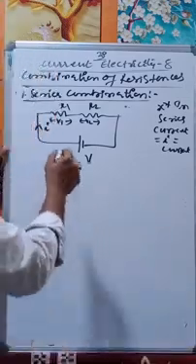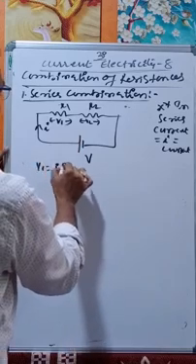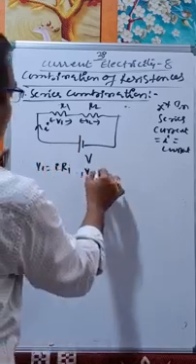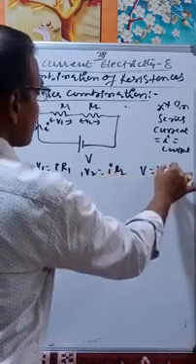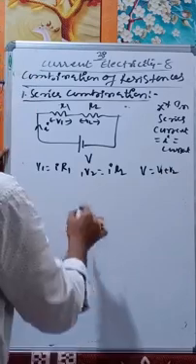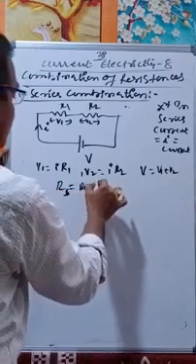Now for this, what is V1? V1 is equal to I R1. What is V2? V2 is equal to I R2. What is V? V is equal to V1 plus V2. And what is RS? RS is equal to R1 plus R2.